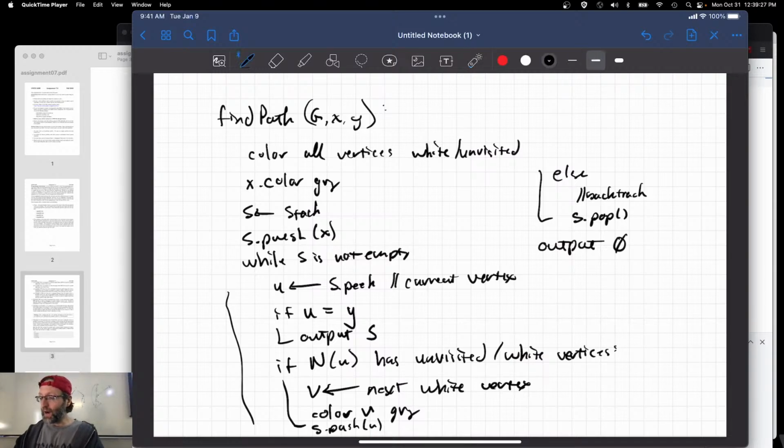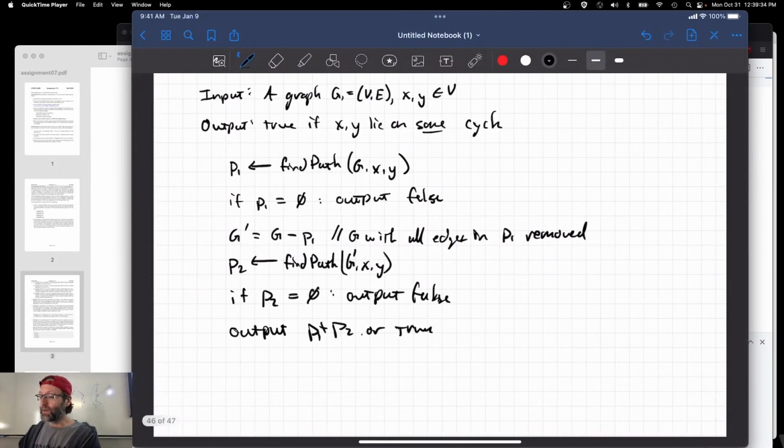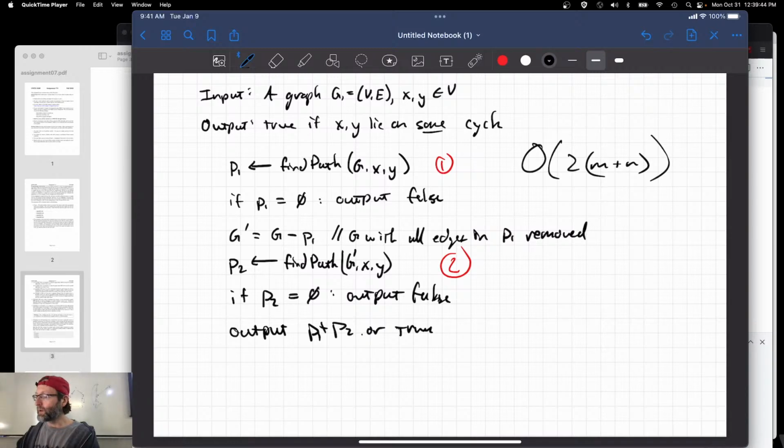So this find path here is basically just DFS. It would end up being order M plus N. How many times do you do it? Once? Twice? So this entire thing would end up being order 2M plus N, which is order M plus N, or you could simplify that to order N squared.